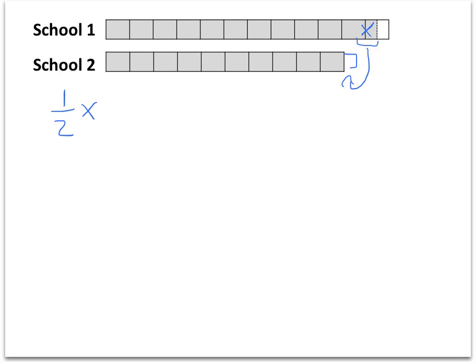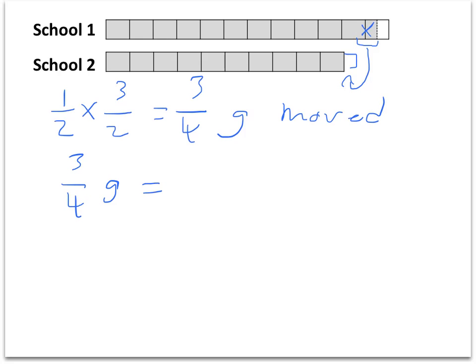That additional amount was 1.5 groups, which as an improper fraction is 3 halves. So if we take 1/2 times 3 halves, we're going to get 3/4 of a group that moved from school 1 to school 2. Okay. So that's important. That tells us how many groups moved from one school to another. Now we're also told that 12 children moved from one group to another. So that 3/4 of a group is equal to 12 children, or 12 students.